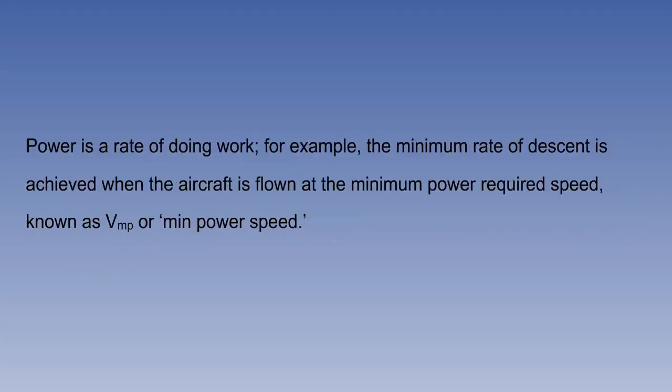For easy reference, keep in mind the definition that power is a rate of doing work, and associate the words power and rate. For example, the minimum rate of descent is achieved when the aircraft is flown at the minimum power required speed, known as VMP, or min power speed. These considerations and other associated factors are covered in detail in the lessons on aircraft performance and flight mechanics.